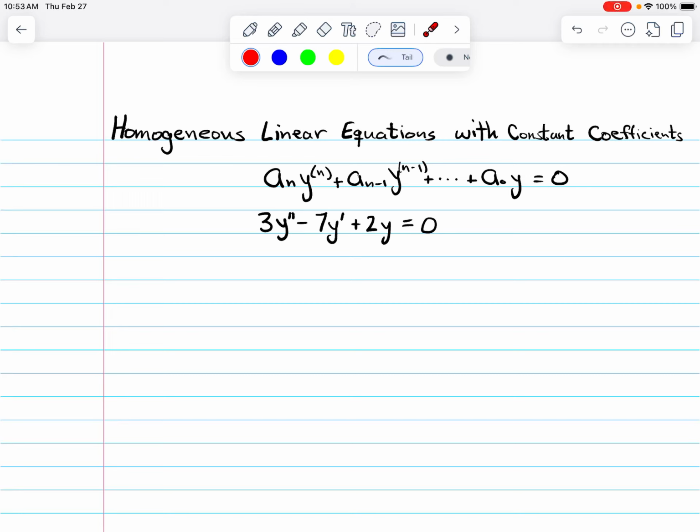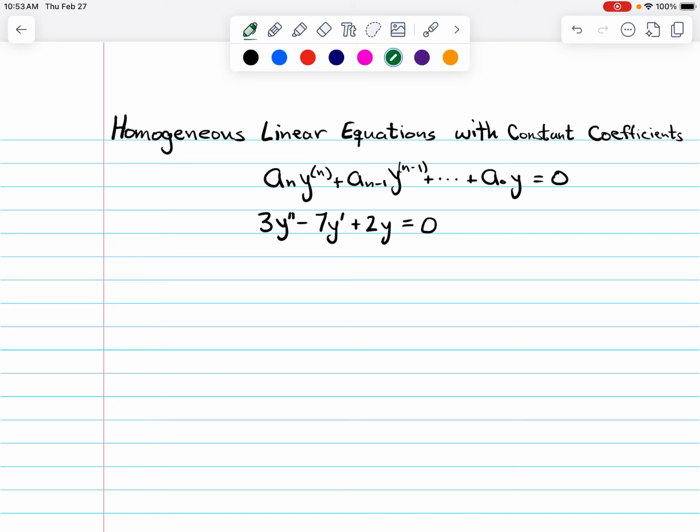Today you're very fortunate because we are not going to just solve one differential equation, not two, but three. And they all look very similar to this one right here. This is a second order differential equation. It's homogeneous and it's linear. And further, it has constant coefficients. So all three of these have these properties.